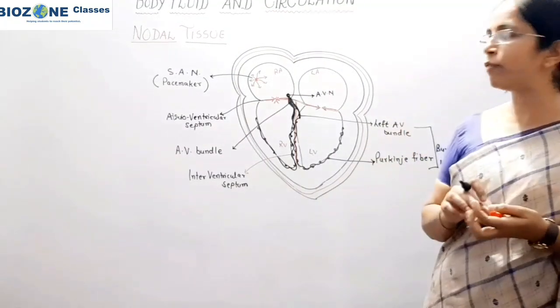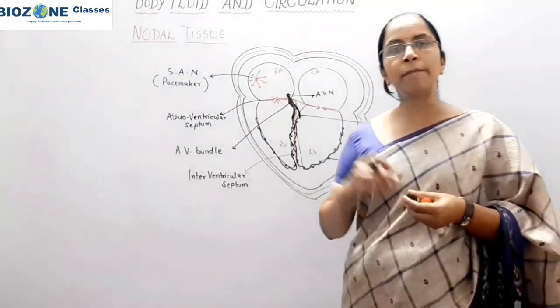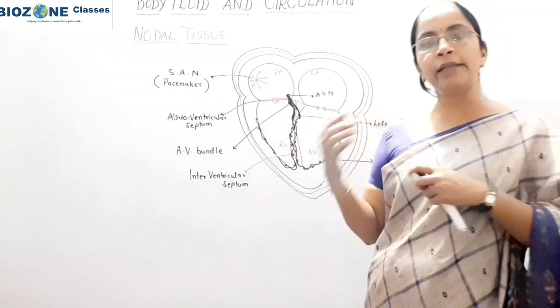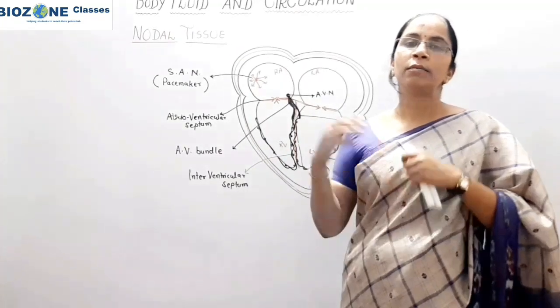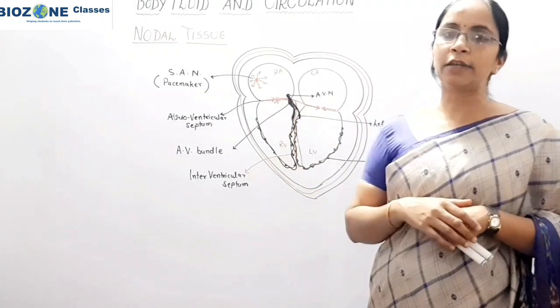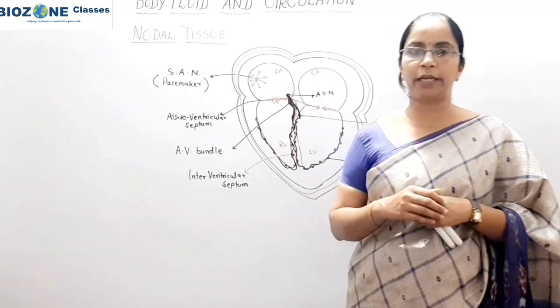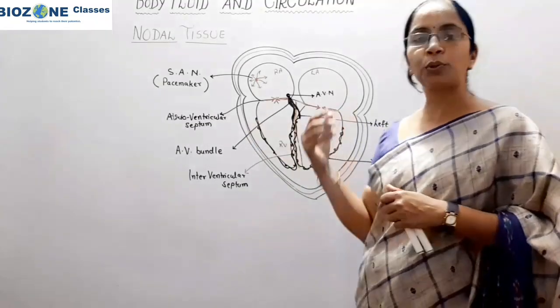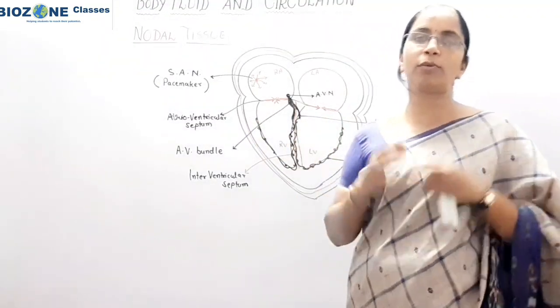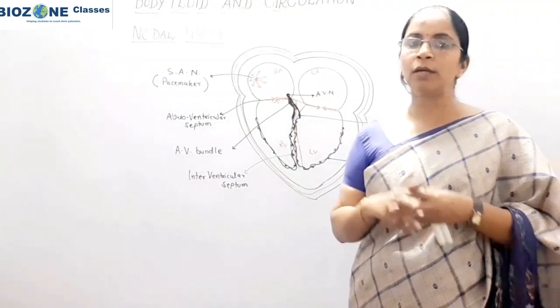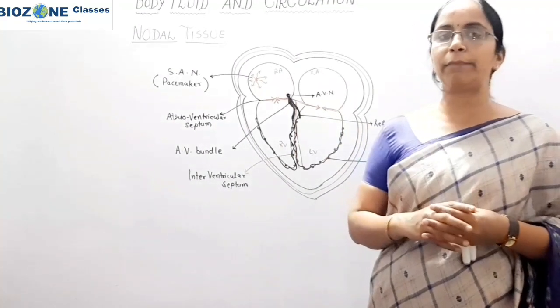In the next session we will continue first with double circulation, and then we come to the cardiac cycle in human beings, how the cardiac cycle in human beings operates. So go through the nodal tissue once again, because this is one of the most important parts for your upcoming NEET examination. Remember the position of the pacemaker very well.